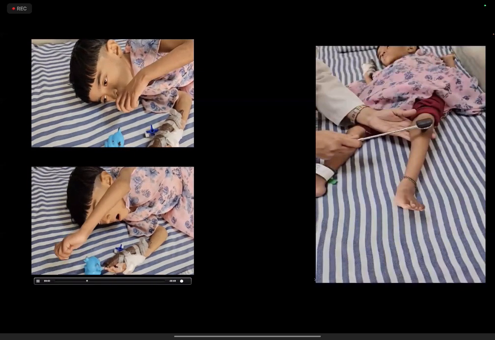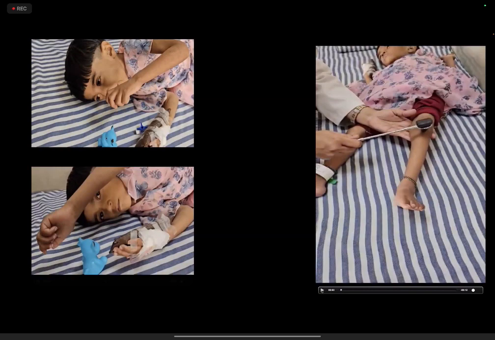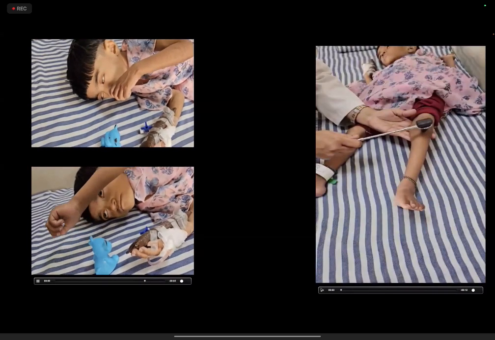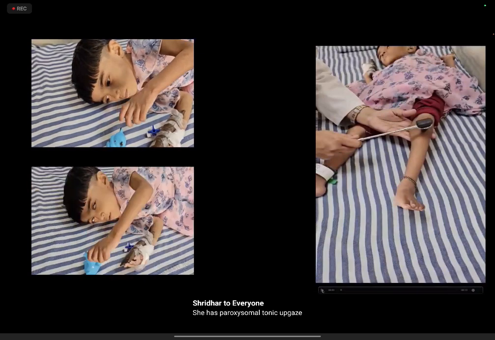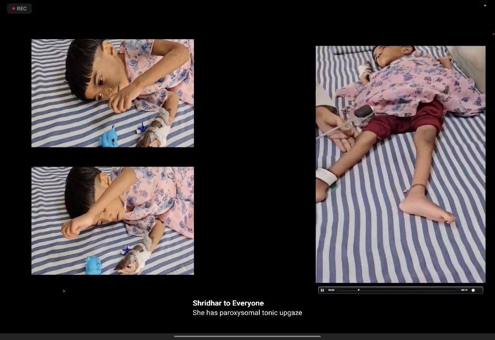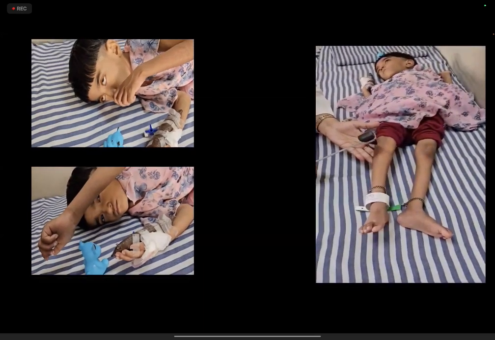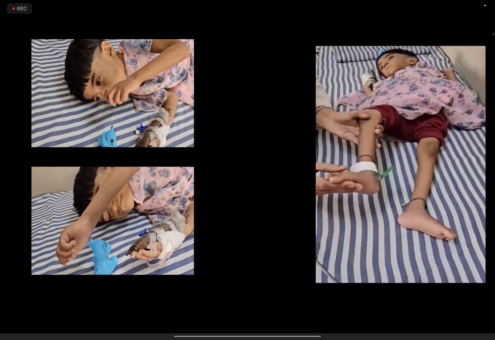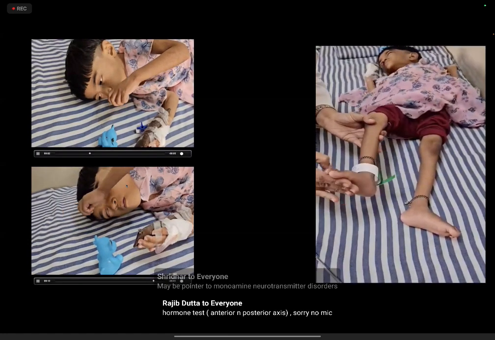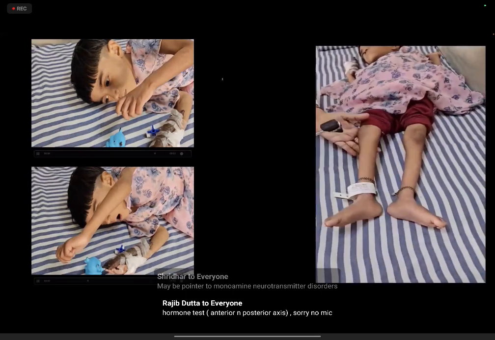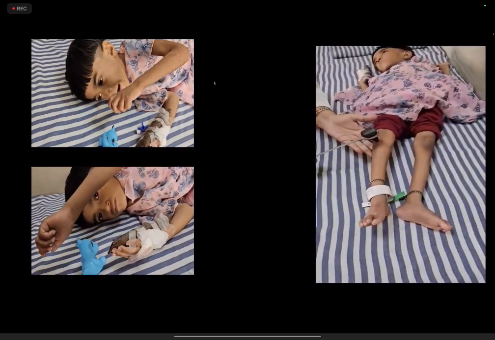On examination, there is no transfer of objects. Unidextrous grasp is there. And she has intellectual disability, moderate microcephaly. And she has these abnormal eye movements in the video. And she's dysmorphic with a triangular face. She has oromotor dyskinesia and severe wasting, as you can see. And the fundus is normal. Her deep tendon reflexes are much exaggerated with a sustained clonus.